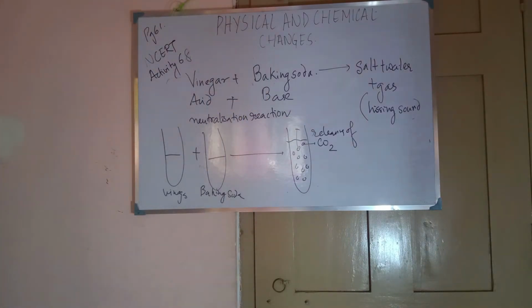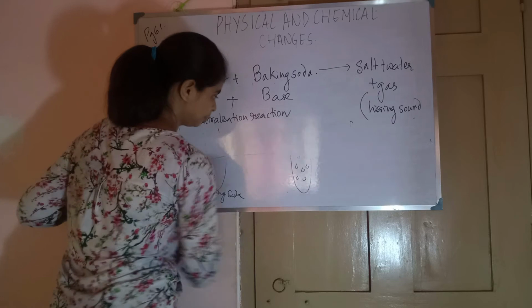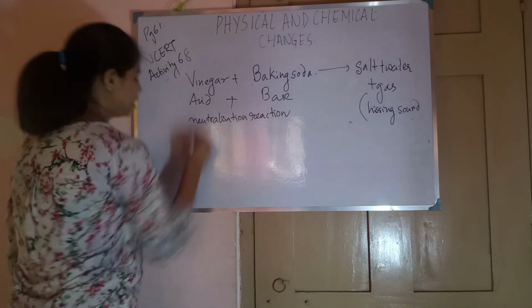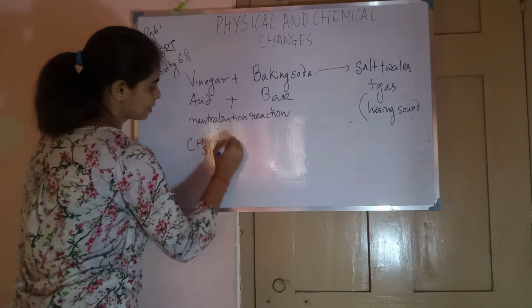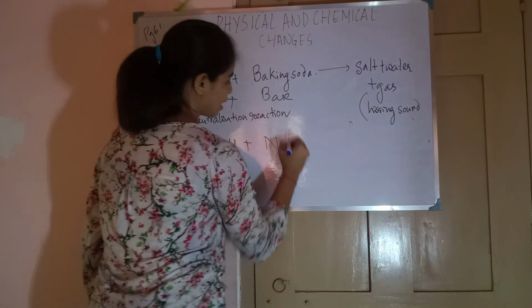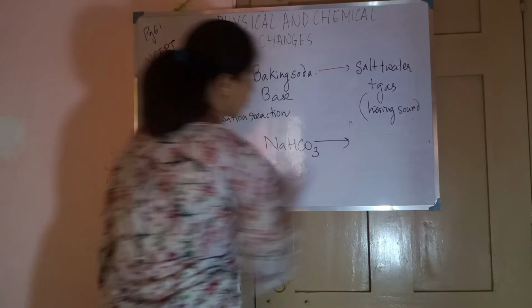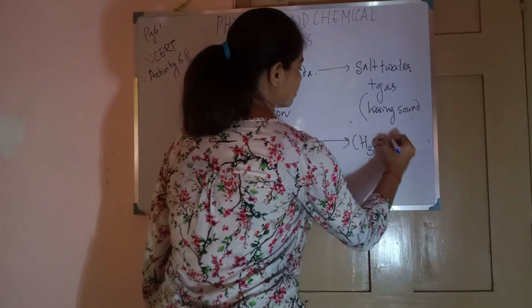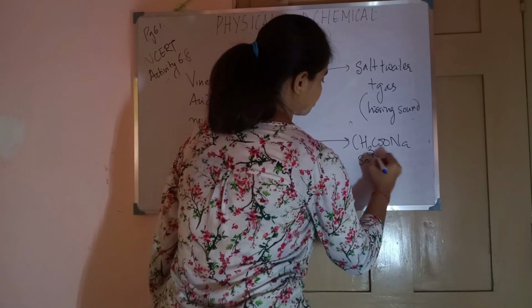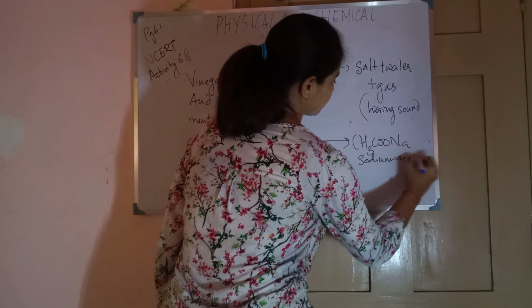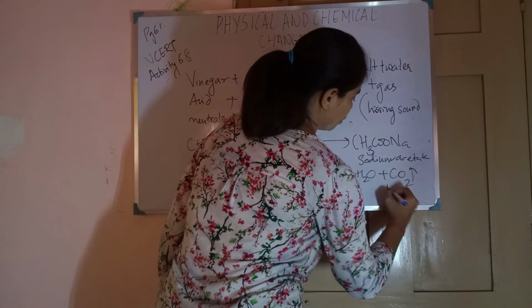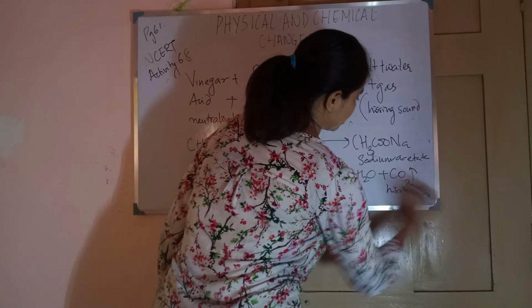So what is actually happening? The reaction is that vinegar is written as acetic acid, and baking soda is NaHCO3. Now the salt, the formula of salt is sodium acetate, water, and this carbon dioxide, which produces the hissing sound.